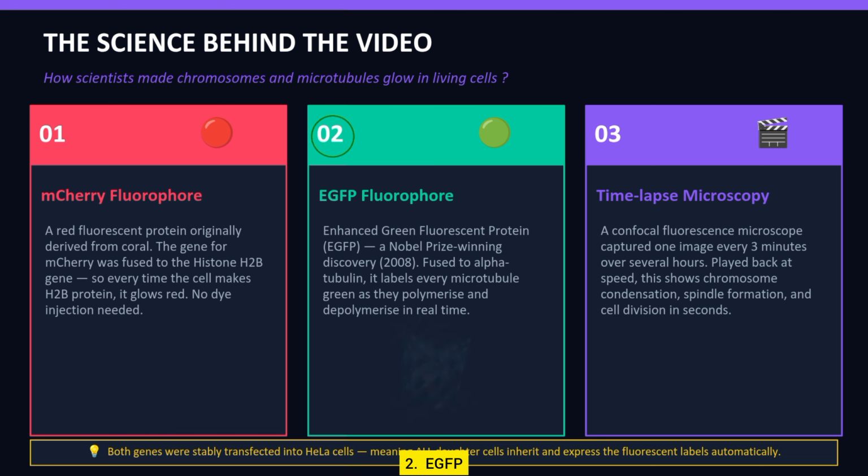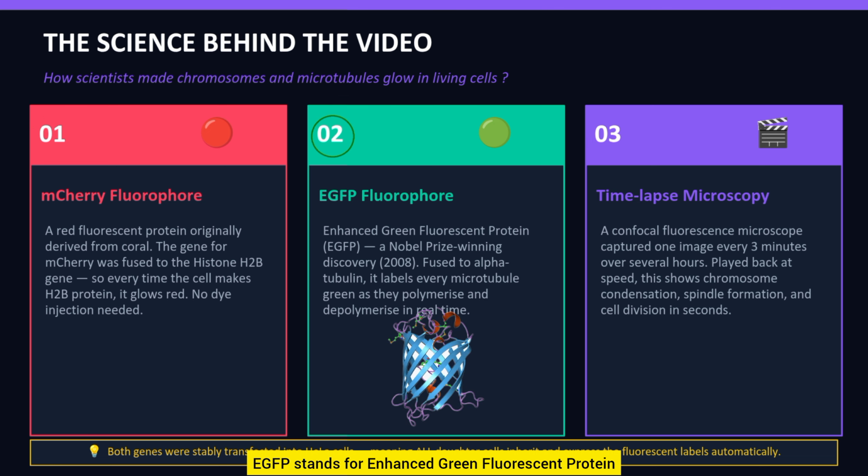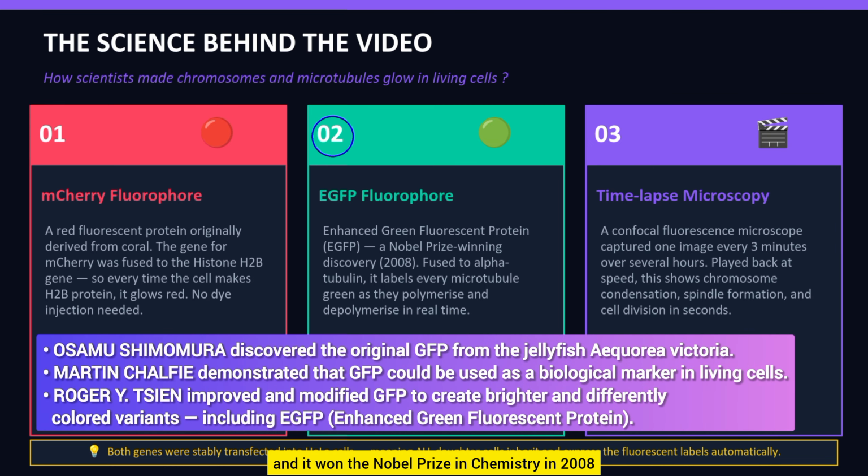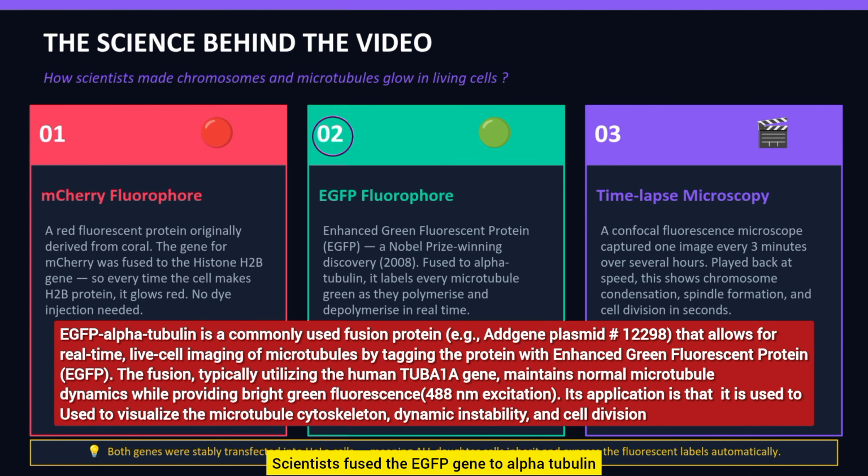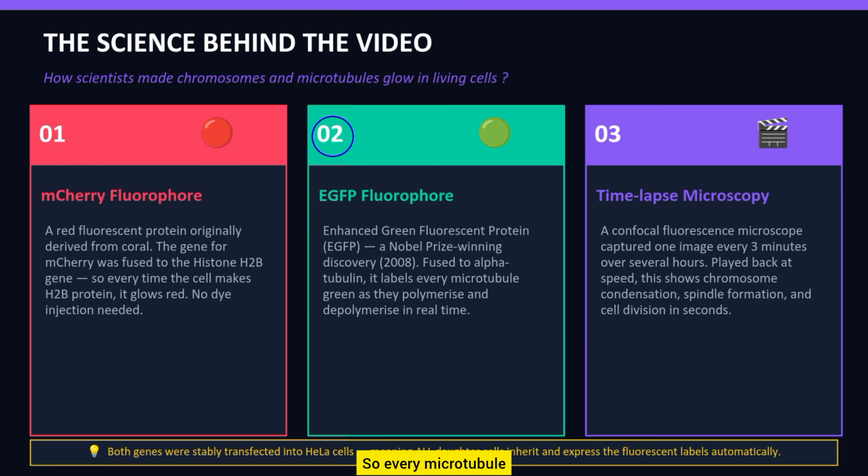Technique number 2, EGFP. EGFP stands for Enhanced Green Fluorescent Protein, and it won the Nobel Prize in Chemistry in 2008. Scientists fused the EGFP gene to Alpha-Tubulin. So every microtubule that forms inside the cell glows green, automatically.